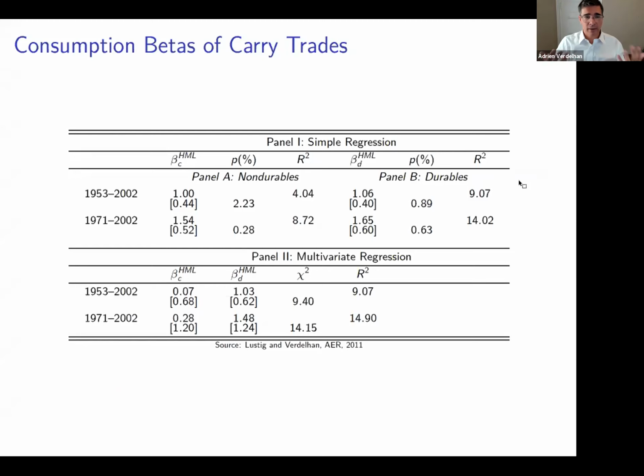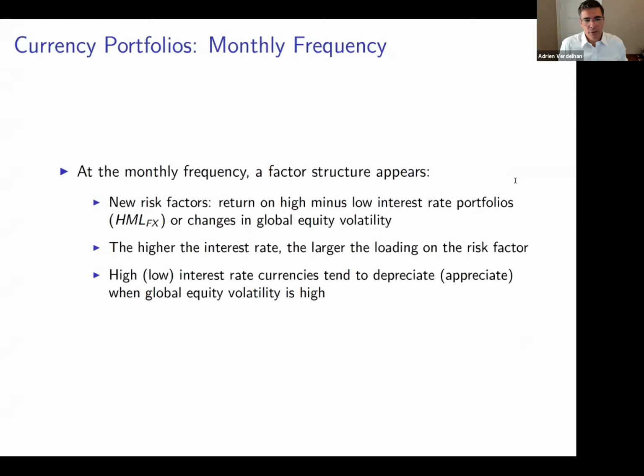You're losing money clearly in bad times when consumption growth is very low. So that's basically what you could see at the annual frequency. If you look at higher frequency, actually, there's even more information that shows up. And you can clearly see a factor structure, and that's the work with Nick.